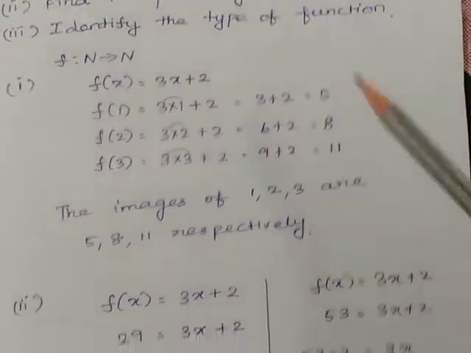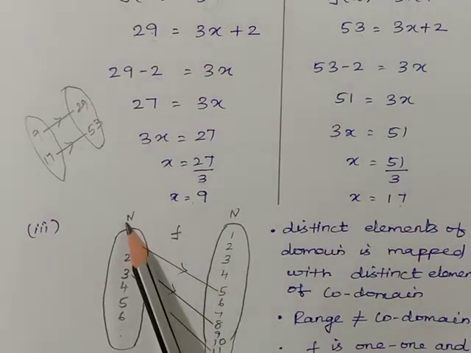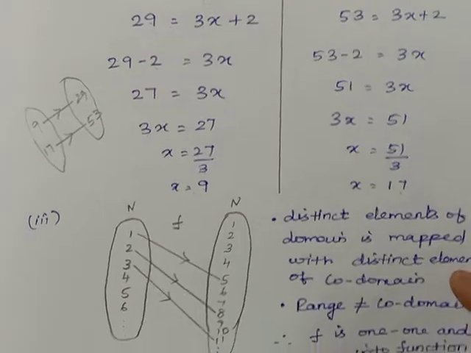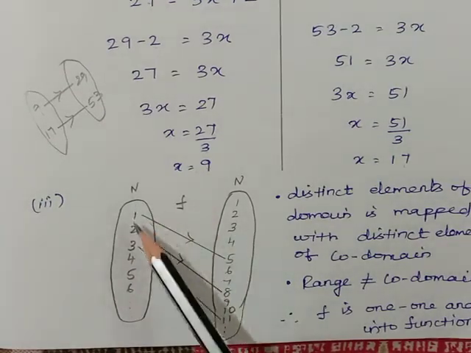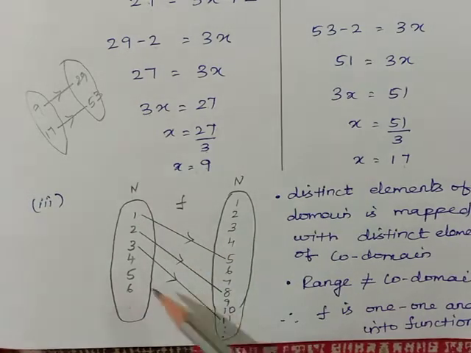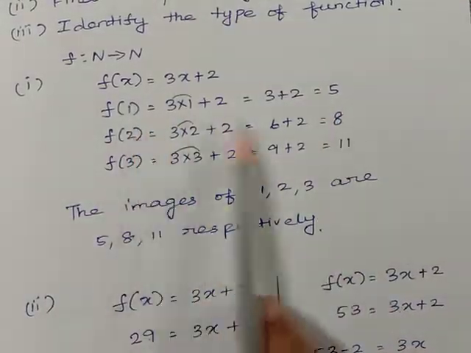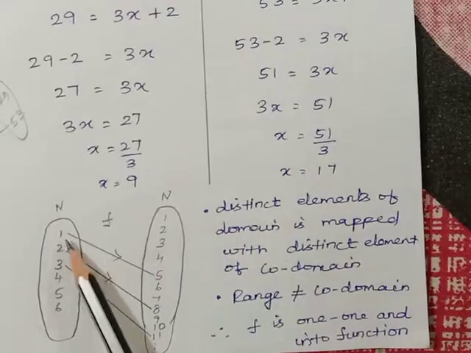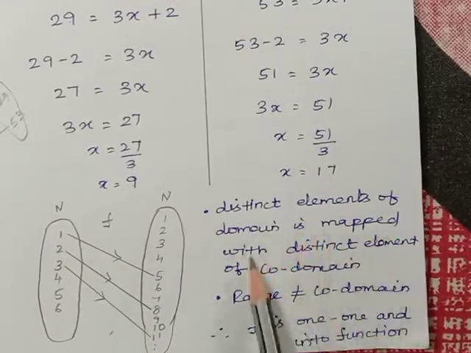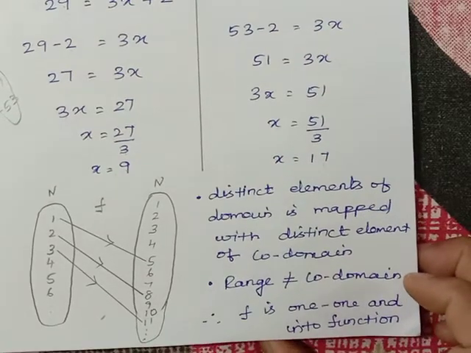Now we'll find the type of the function. In the question it is given that f is a function from natural numbers to natural numbers. So according to the question, natural numbers 1, 2, 3, 4, I've written the values. 1 is mapped with 5, 2 with 8, 3 with 11. So we'll find what the function is. Here a distinct element of the domain is mapped with a distinct element of the codomain. So automatically it is a 1-to-1 function.